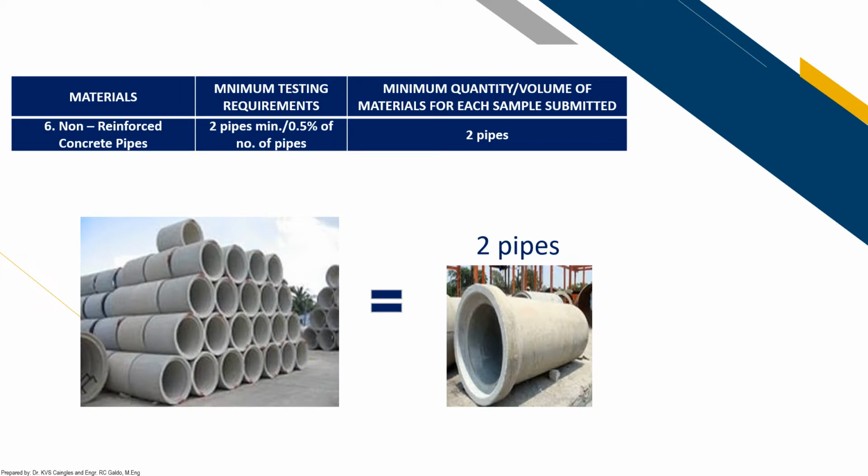Okay, for non-reinforced concrete pipes, the minimum test requirement is 2 pipes minimum or 0.5% of the number of pipes. First you compute 0.5% of the total number of pipes in your bill of quantities. If it is less than 2 pipes, you use 2 pipes. If it is more than 2 pipes, you use that computed number. But the minimum is 2 pipes.